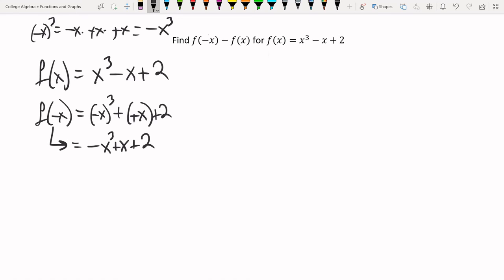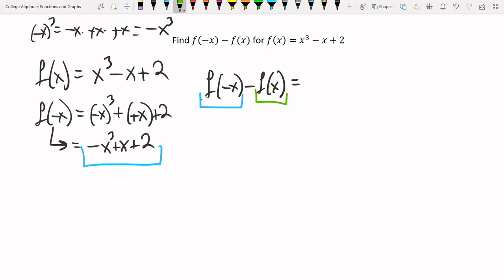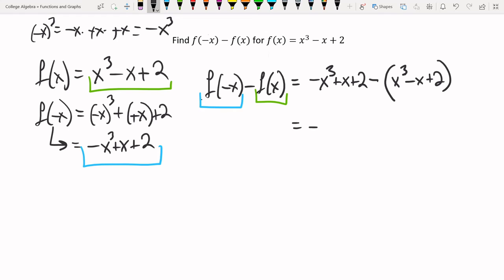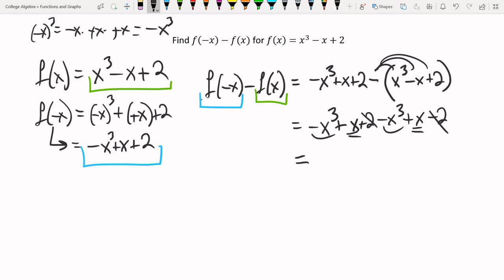Now we take f of negative x, what we just found. Let me write it this way: f of negative x minus f of x. F of negative x is this. F of x is that. Minus, I'm going to put this in parentheses because that minus is going to distribute into everything. So just doing some of the algebra: negative x cubed plus x minus 2. You see we have like terms here. The 2's cancel. So we get negative 2x cubed plus 2x.